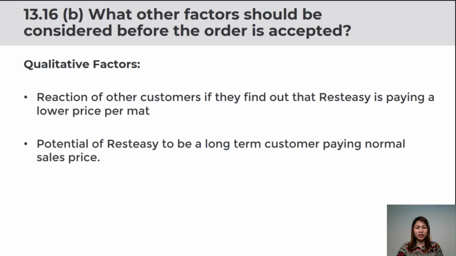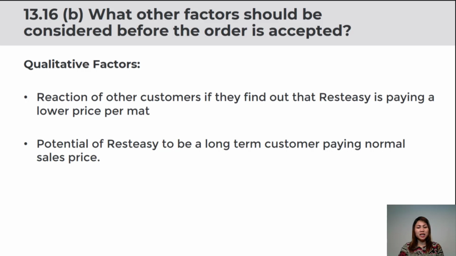Another qualitative factor that should be included in this analysis is whether you can explore the potential of locking a contract with Rest Easy to be a long-term customer that will pay a normal sales price, so they can become a regular customer as well. So that's another option that you need to consider. So that's the end of the first type of tactical decision making.